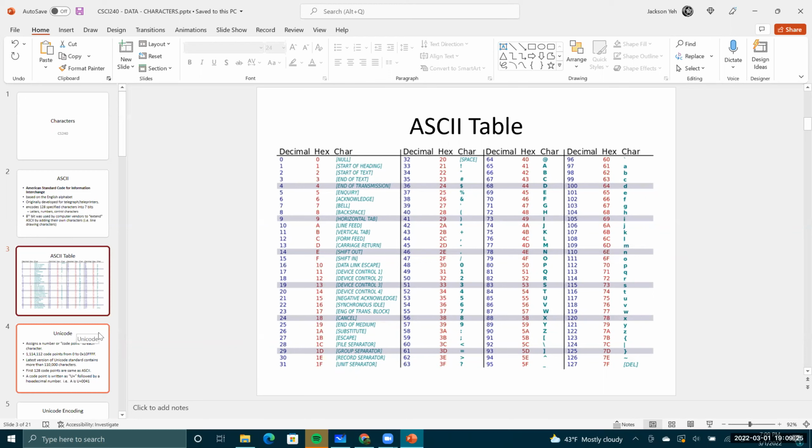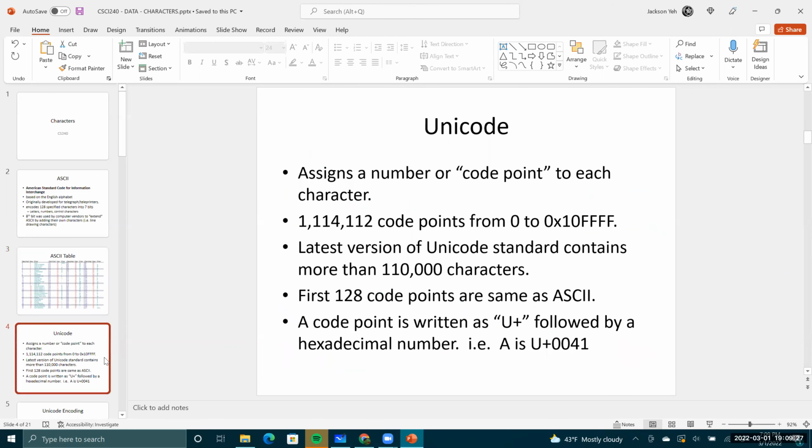So to solve this problem, the successor to ASCII is Unicode. Unicode assigns a number, or what's called a code point, to each character. The Unicode standard supports 1,114,112 distinct code points. So to keep things simple, let's just say it supports 1 million. Okay, it supports 1 million code points, and the code points are in hex from 0 to 10FFFF.